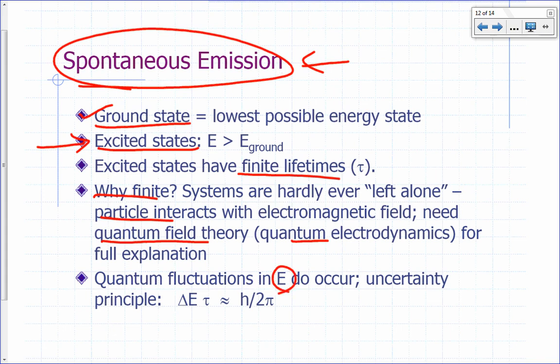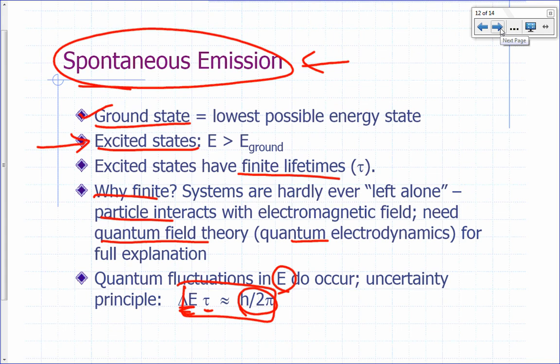There is an uncertainty principle associated with energy and lifetime. The uncertainty in energy times lifetime is approximately at least h bar over 2. So this is another uncertainty relationship that you need to be aware of. So that is the last postulate that we're going to cover so far.